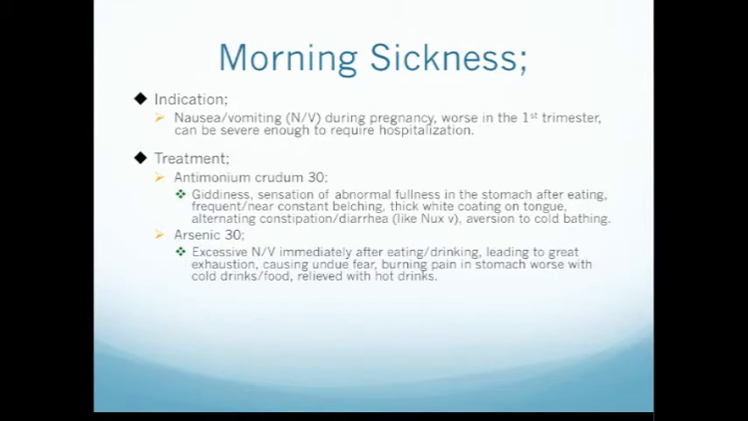Arsenic 30 is good for excessive nausea and vomiting immediately after eating or drinking, leading to great exhaustion, causing undue fear, and burning pain in the stomach, worse with cold drinks and food, relieved with hot drinks.